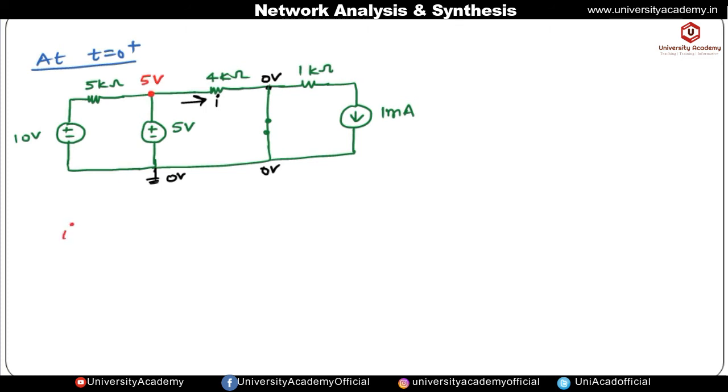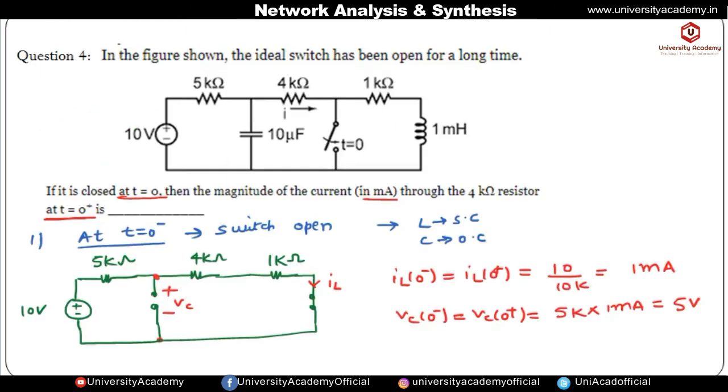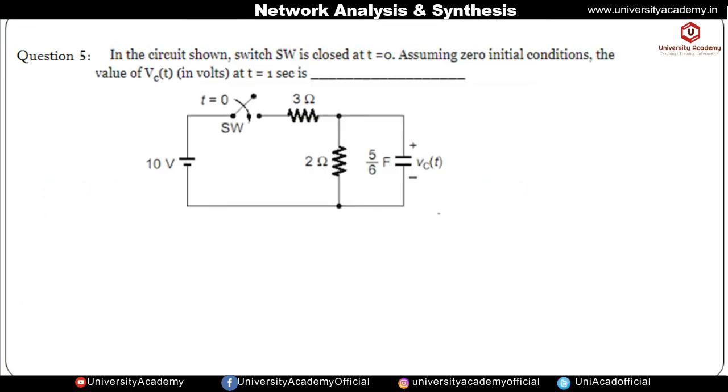So we can easily find the value of the current I, which will be given by 5 minus 0, the potential difference across this 4 kilo ohm, divided by the resistance value of 4 kilo ohm. So we are getting 5 by 4, which is 1.25 milliampere. So this is the answer for this question: 1.25. We have to find it in milliampere. Now let us see the last question of today's lecture.